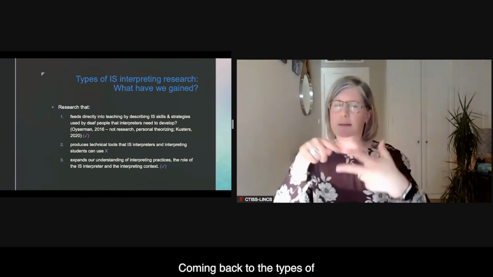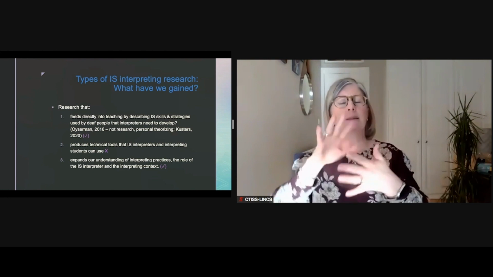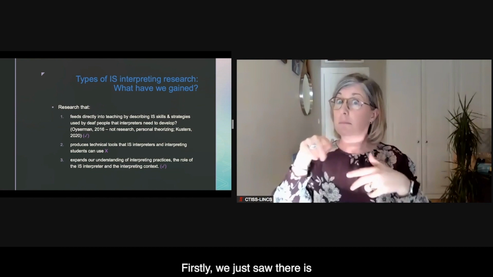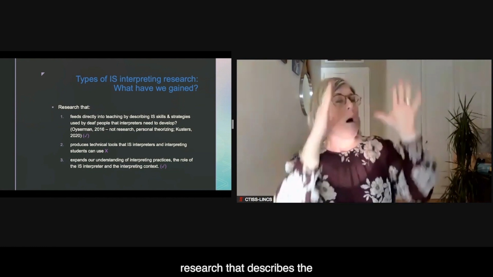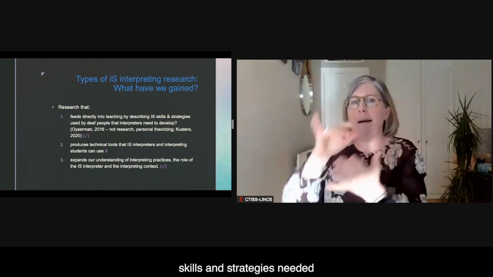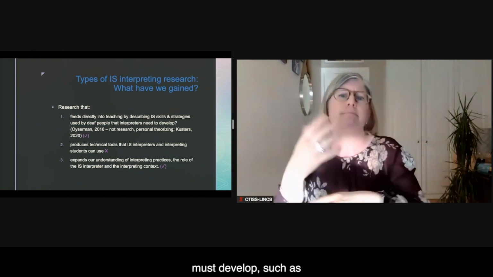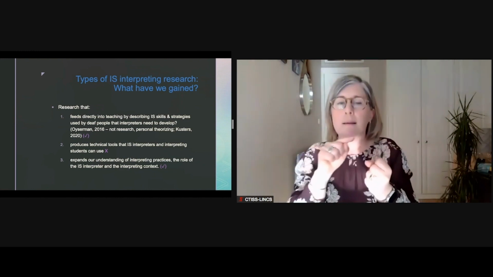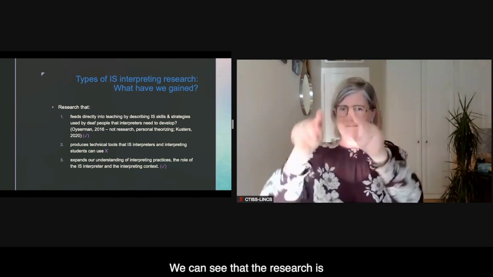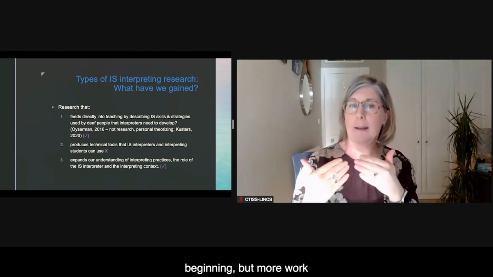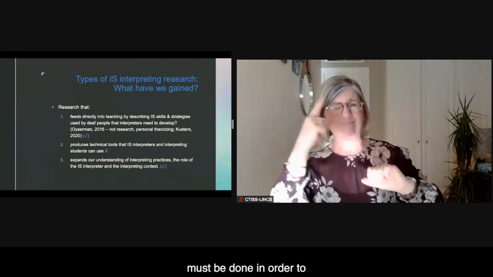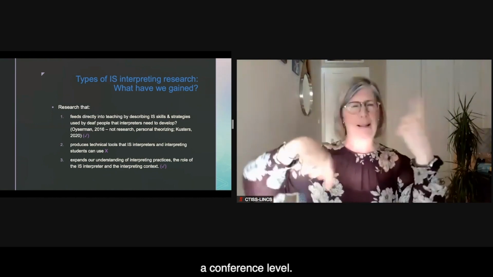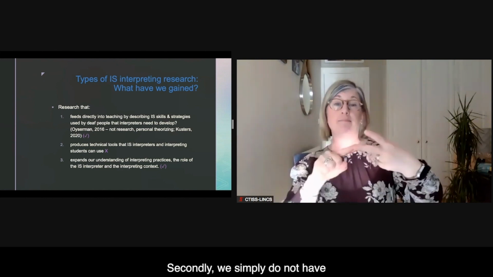Coming back to the types of interpreting research that are needed, let's explore what we've gained. Firstly, we just saw there is research that describes the skills and strategies needed for IS work that interpreters must develop, such as understanding IS that is used by deaf sign language users. We can see that the research is beginning, but more work must be done in order to understand the process of interpreting IS at the conference level. Right now, we know relatively little.